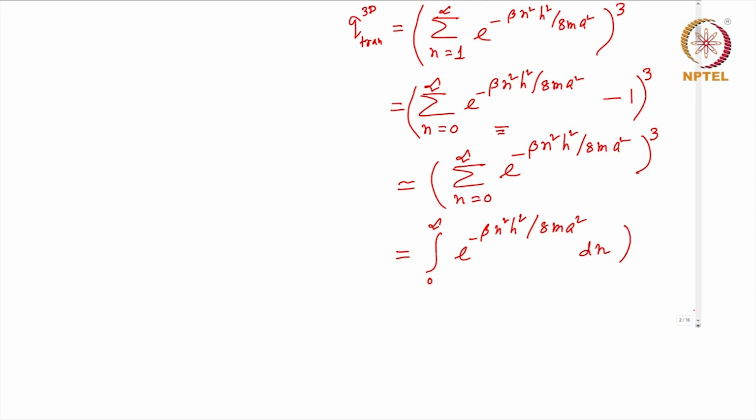To the power cube, to the power 3, and we return with the logic that since energy gaps are very small, you can assume that it's like continuous energy states, and therefore we change the sum to an integral. Now how do we simplify this integral?